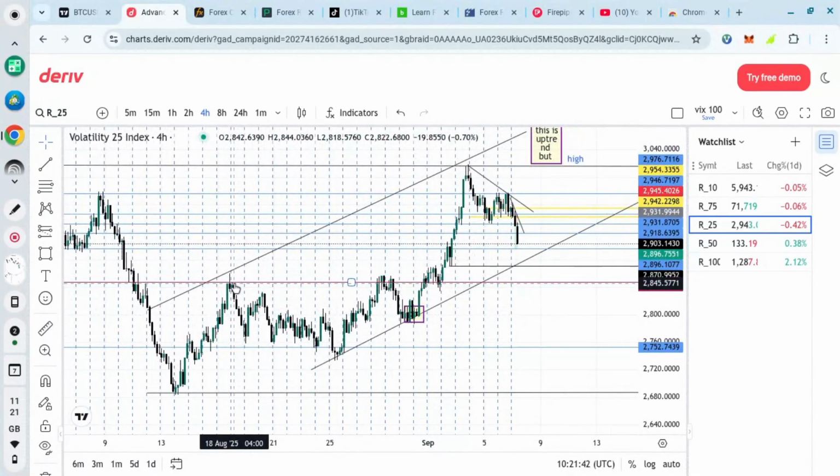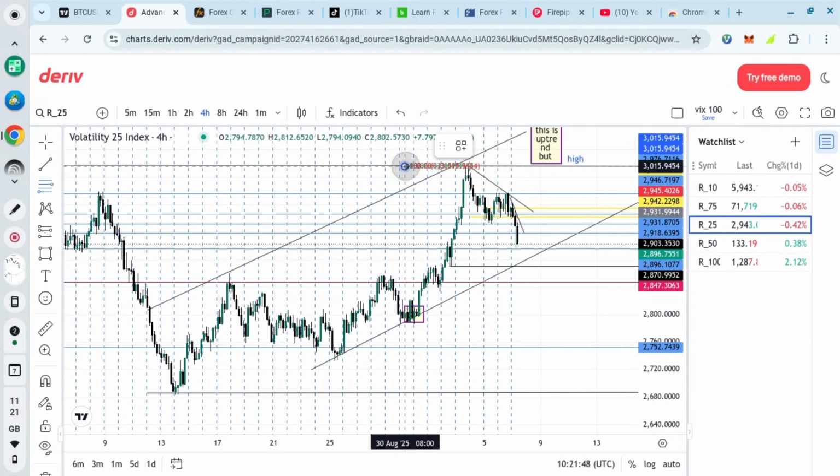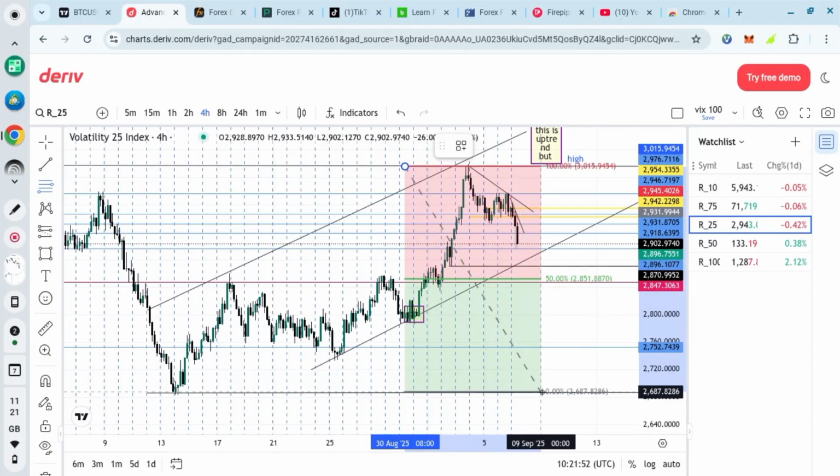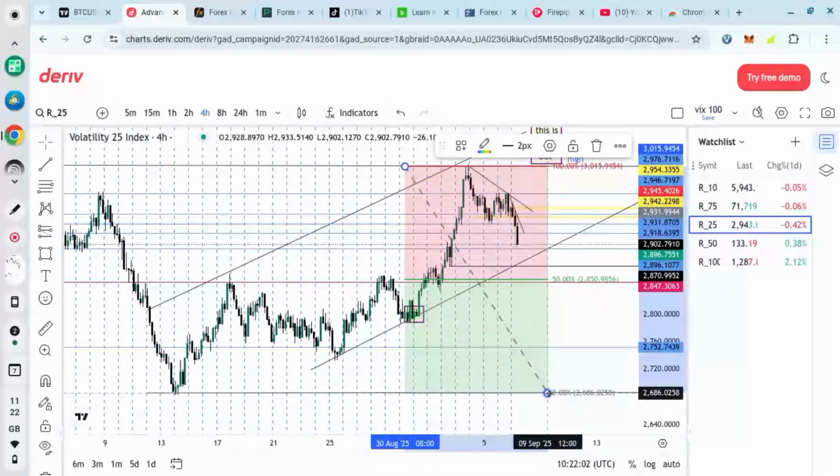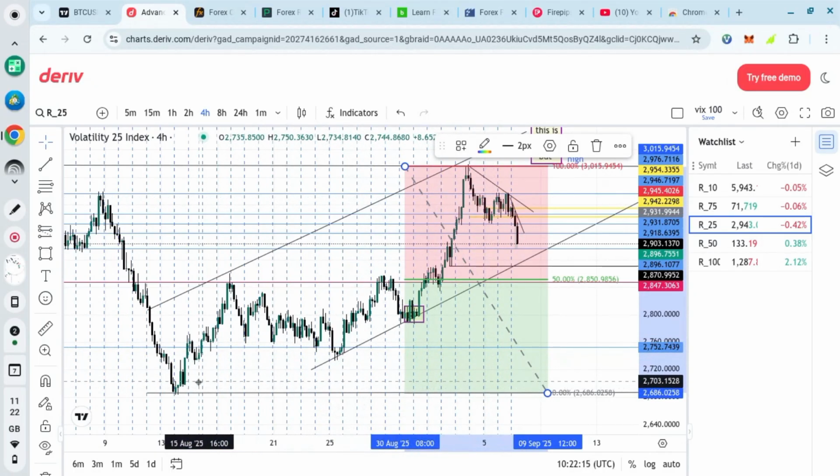Now, first let me bring my Fibonacci. All this thing that is doing is just trying to retrace. And my Fibonacci says that if you want to buy, you buy in demand, and if you want to sell, you sell in premium. So this top is a premium. Assuming that you want to sell, you have to sell in premium down to demand. But this trend is saying uptrend. That means that we need to be looking for more buys.